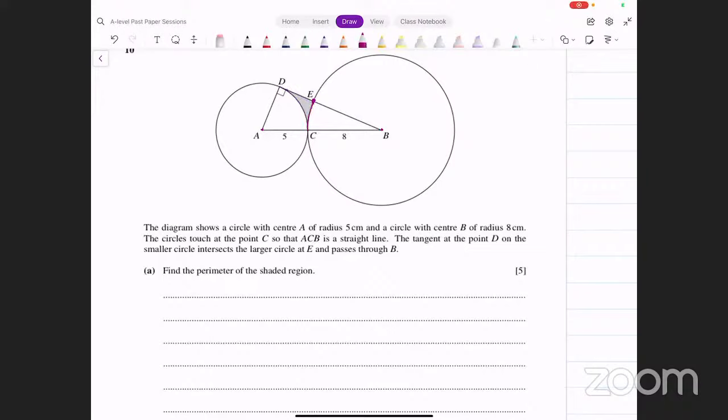You got this arc, you got this arc, and you've got this straight line. ये तीन चीजें find करनी है. ठीक है? अच्छा, arc lengths के लिए आपको क्या चाहिए होता है? Angle चाहिए होता है. How can you find the angles? It's a right angled triangle.